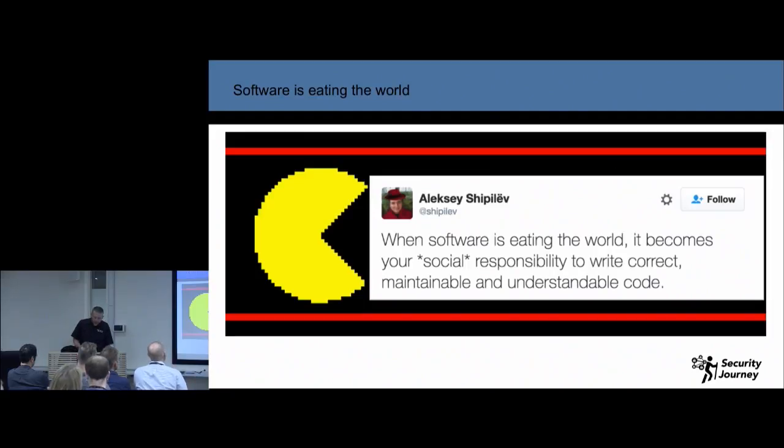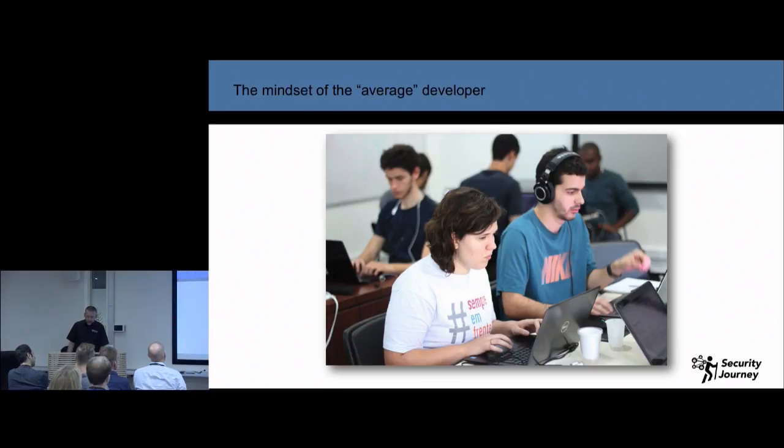I kind of liked how, I don't know this guy, Alexei Shipilev. I have no idea who he is or where he's from, but I really thought his explanation here really captured why we need to care so much about security. So when software's eating the world, it becomes the developer's social responsibility to write correct, maintainable, and understandable code. I'd add secure on top of that. I just wish he would have added a little bit of space there for secure code as well. But we know that software is where it's at right now, and security is something that we need to add into that.